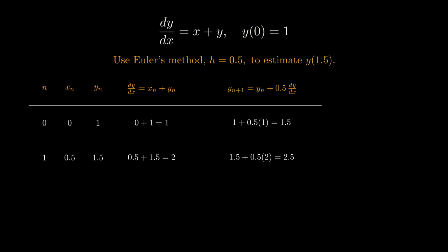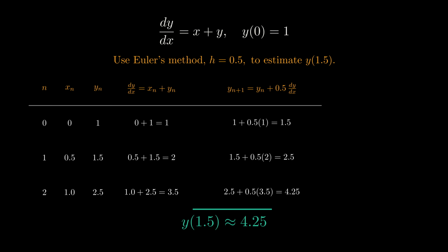Row 2, slope is 1 plus 2.5, 3.5. Add 0.5 times 3.5. That's 1.75, and y reaches 4.25 at x equals 1.5. That's our answer. Y at 1.5 is approximately 4.25.